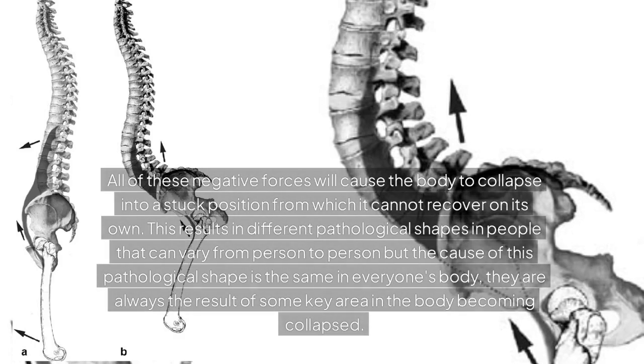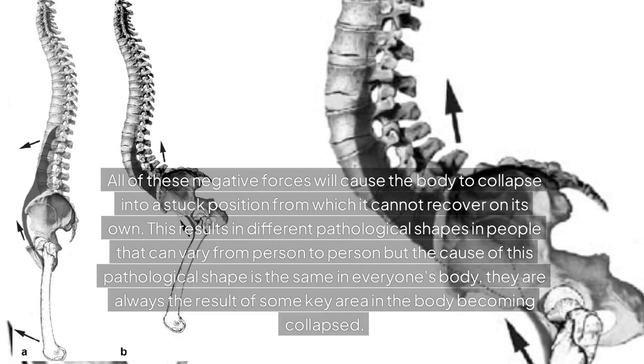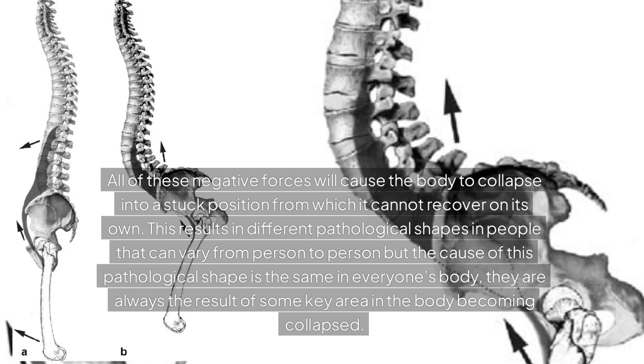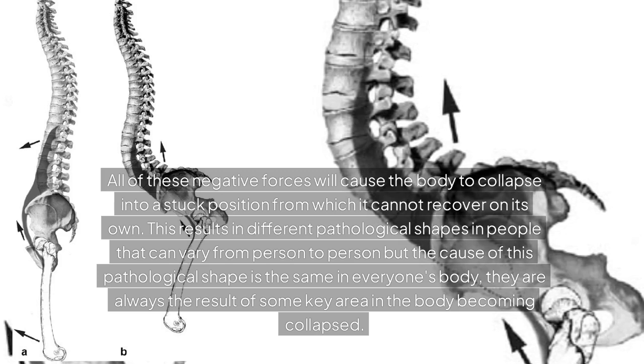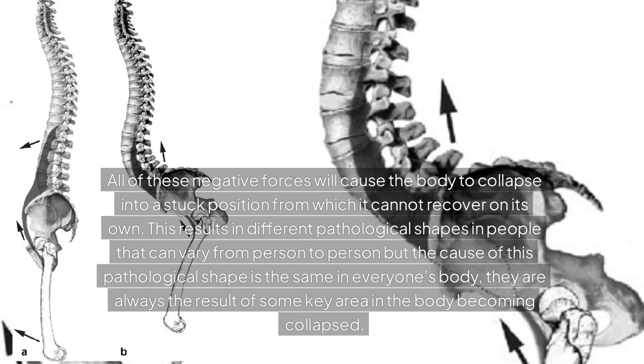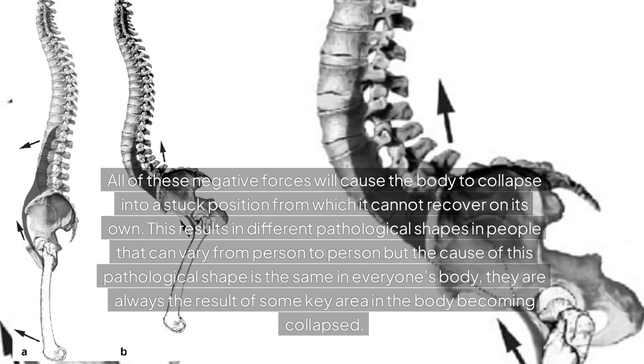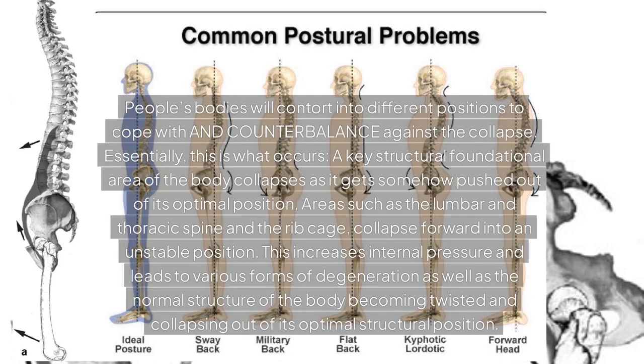All of these negative forces will cause the body to collapse into a stuck position from which it cannot recover on its own. This results in different pathological shapes in people that can vary from person to person, but the cause of this pathological shape is the same in everyone's body. They are always the result of some key area in the body becoming collapsed. People's bodies will contort into different positions to cope with and counterbalance against the collapse.